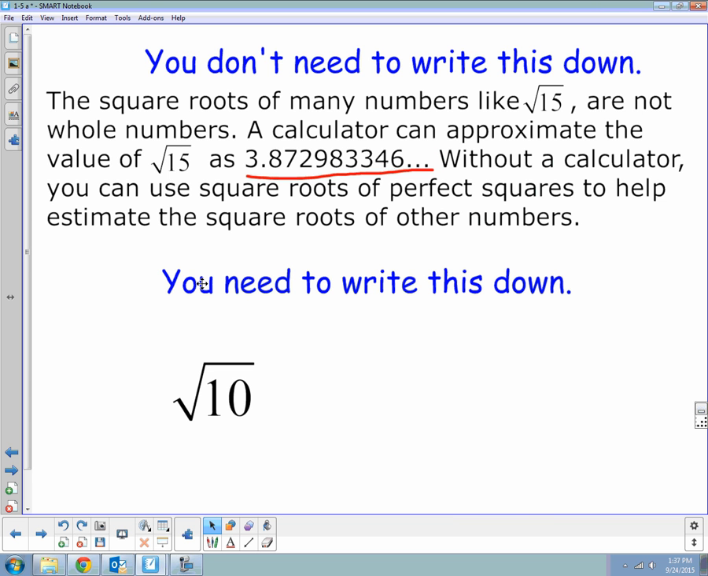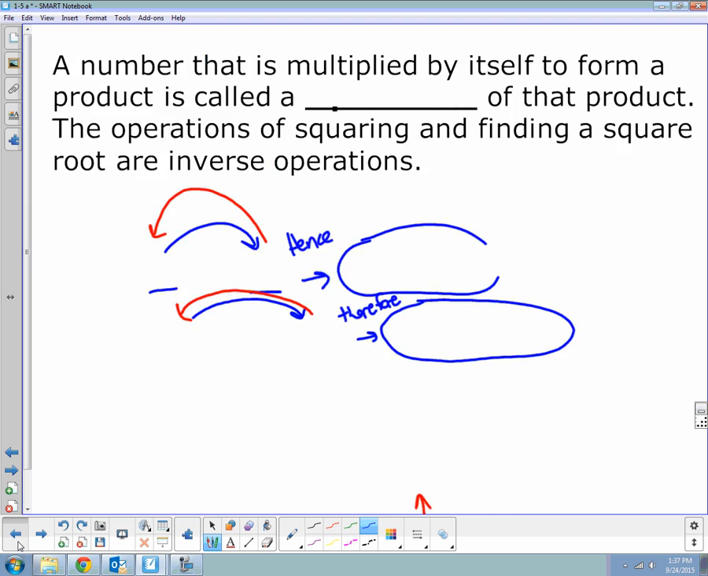Square root of 10. We don't know what the square root of 10 is. Nobody does. The calculator can estimate it, but nobody really knows what it is. So we're going to estimate. We're going to put some squiggly lines here. That means it doesn't equal. We have no idea what it equals. But we can estimate. The way we're going to do this is we're going to say that some number times itself is 10.